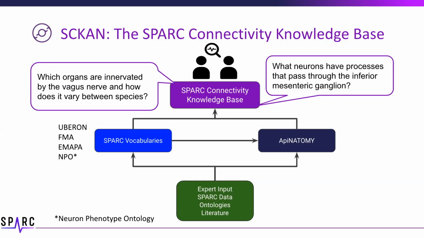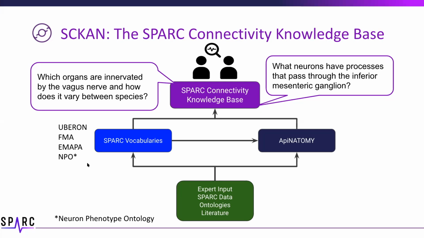And we call this knowledge base SCKAN, after many, many different names that we apply to it. And sometimes you'll still see SPARC Connectivity Knowledge Base, but for the purposes now, these are both coextensive. And so the knowledge base is really focused on exactly what I said. It is these detailed connections that connect together anatomical structures. And those things arise from the literature, from expert input, from SPARC data, from ontologies. They come from a variety of sources, but they are all mapped to common vocabularies so that they are FAIR.